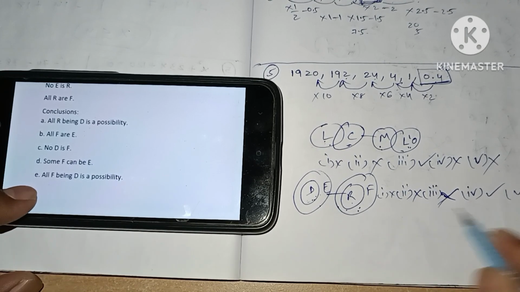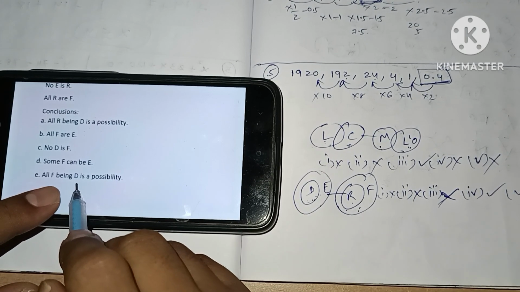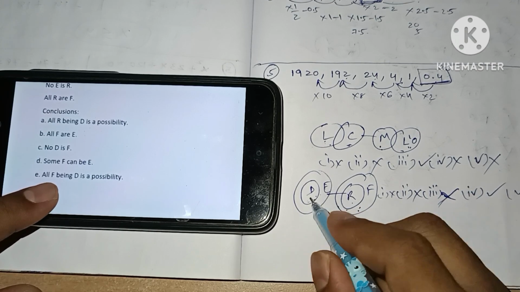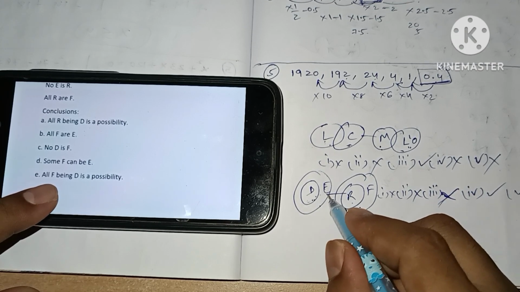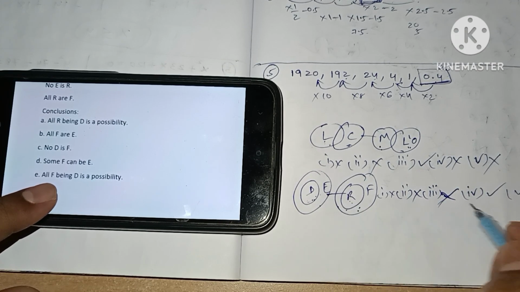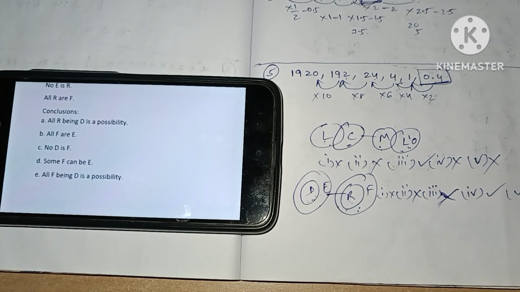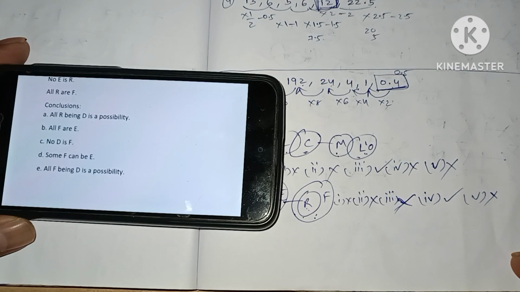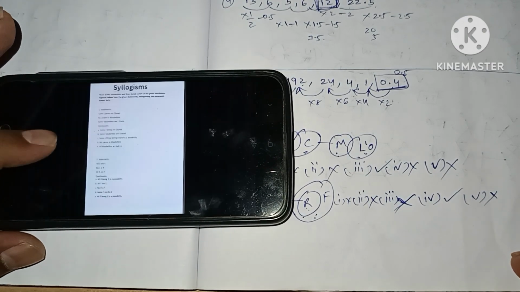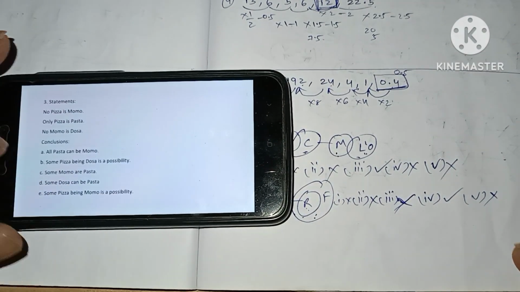Fifth conclusion, all F being D is a possibility. All F can be placed inside D. It is not possible because of no symbol between E and R. So the fifth conclusion will be false. Next we are going to see the third question.